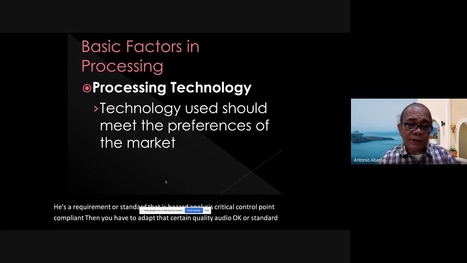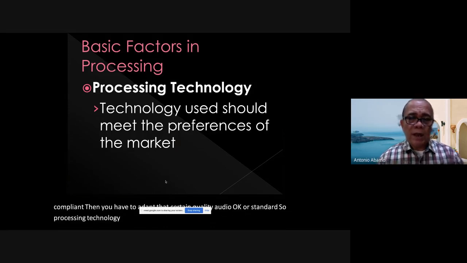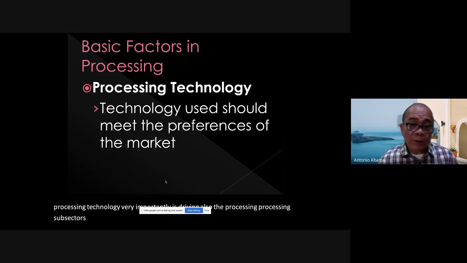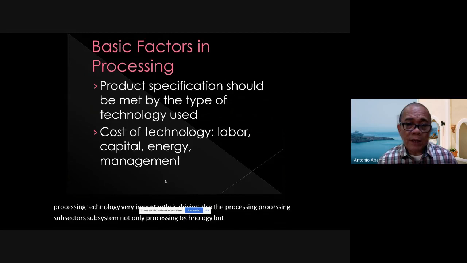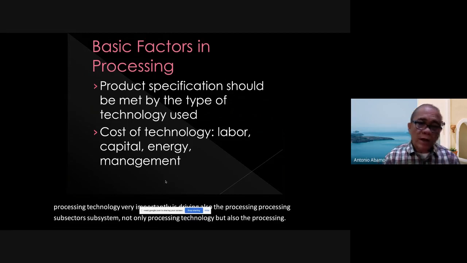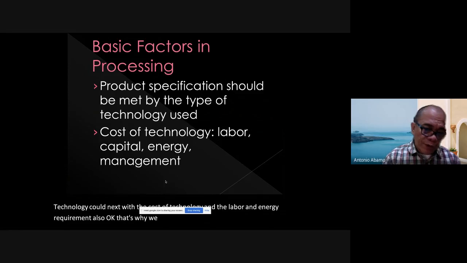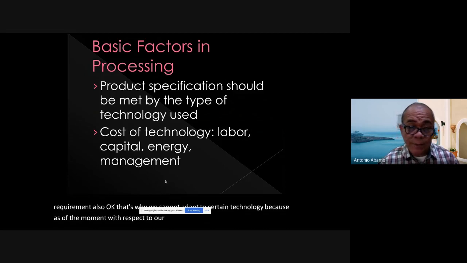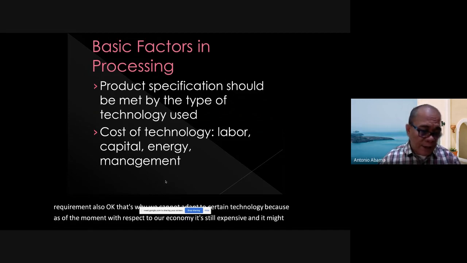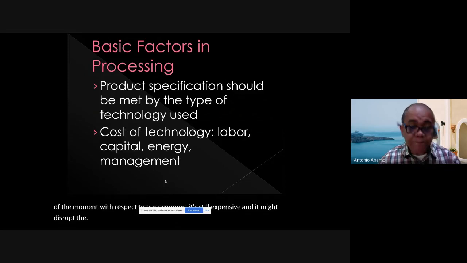So processing technology, very importantly, is also driving the processing subsector or subsystem. Not only that, but the processing technology connects with the cost of technology and the labor and energy requirement also. That's why we cannot adapt certain technology, because as of the moment, with respect to our economy, it's still expensive and it might disrupt the product price in the market. So that is also one drawback there.